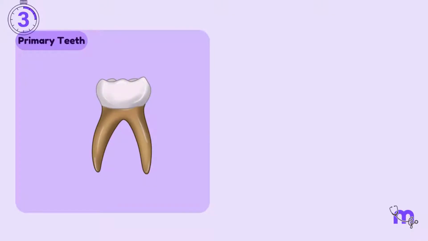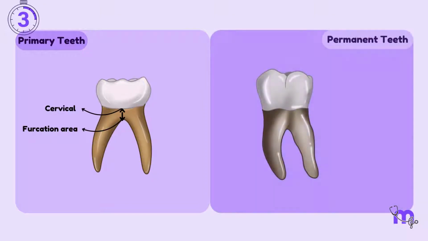The third difference was the roots of the primary molars had a short trunk, placing the furcation area more cervical and close to the pulp chamber. However, the root trunk of the permanent molar was larger, thereby pushing the furcation area further apically.